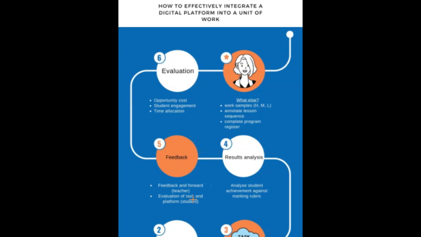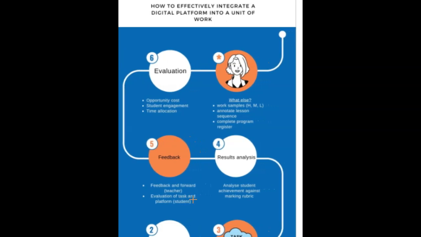Finally, for you, when you finish up this particular integration, you would then have a look at the students' work, select a high, medium and low sample of performance against that rubric, and keep that for moderation purposes, and also if you're going to be recycling this task for the following year or down the track. You would then look at your lesson sequence and make sure your annotations were done in there in terms of time allocation, all of the things we've just spoken about. And finally, you would complete the program register.